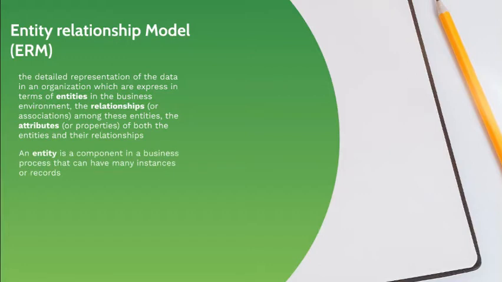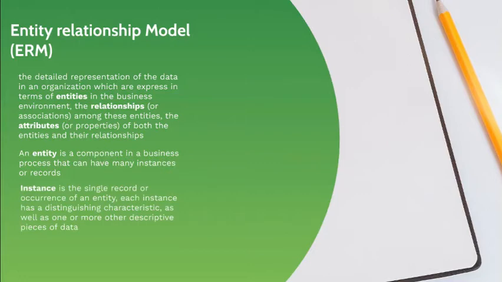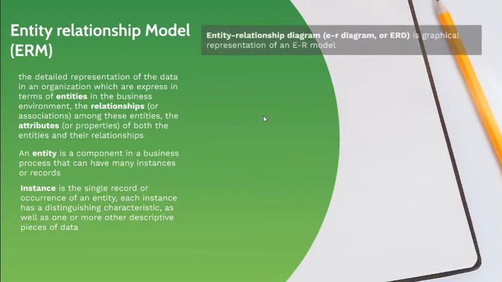Entity is a component in a business process that can have many instances or records. Instance is the single record or occurrence of an entity. Each instance has a distinguished characteristic as well as one or more other descriptive pieces of data. The graphical representation of an ER model is an entity relationship diagram, or ER diagram, or ERD.